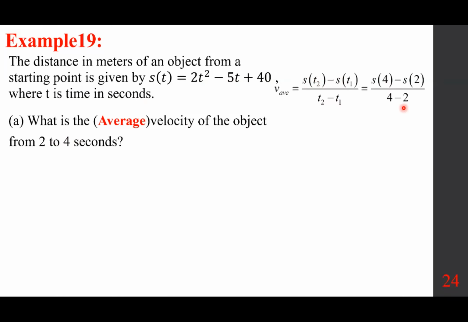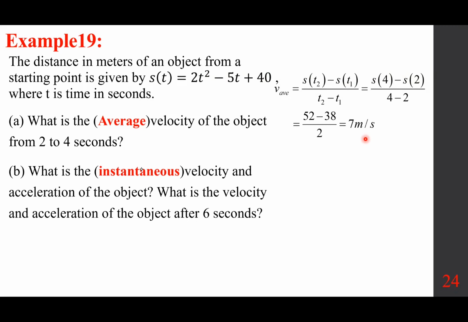You plug in 4, you plug in 2, you do the math, and you end up with 7. And you write the units, meters per second. So this is elementary. In part B, it's asking for the instantaneous velocity.